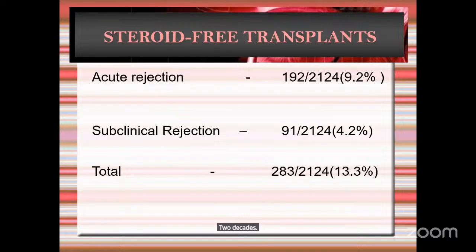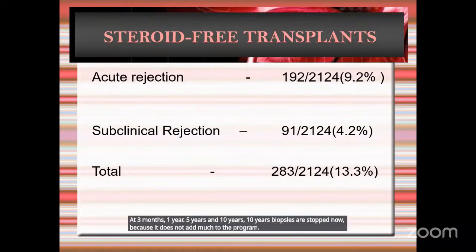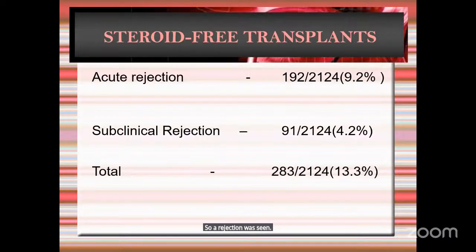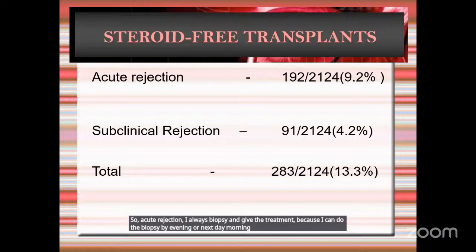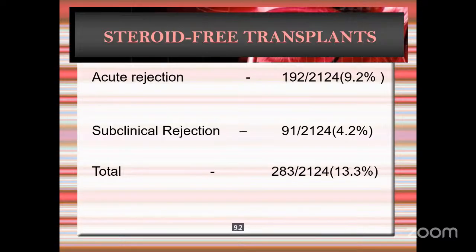I am doing biopsies for all patients at 3 months, 1 year, 5 years, and 10 years. The 10-year biopsies I stopped now because they do not add much to the program. Biopsies are both protocol and indicated. For acute rejection, I always biopsy and give the treatment, because I can do the biopsy by evening or next day morning and know the result, 9.2%. Subclinical rejection is always in the steroid-free group. This was 4.2%. Total rejection is 13.2%.